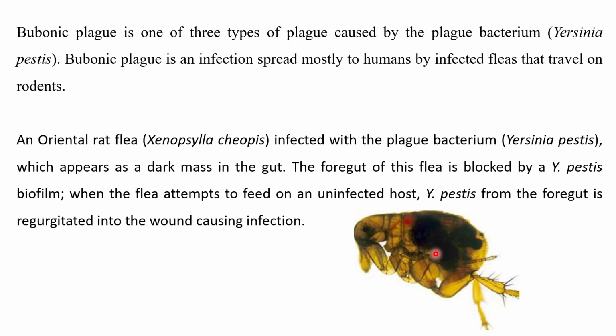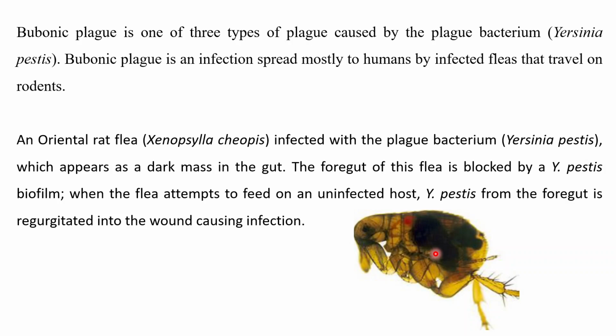Bubonic plague is one of the 3 types of plague caused by the plague bacterium Yersinia pestis. It produces a toxin called plague toxin, which actually causes this bubonic plague. It is an infection spread mostly to humans by infected fleas that travel on rodents. There is a flea called the oriental rat flea, Xenopsylla cheopis.